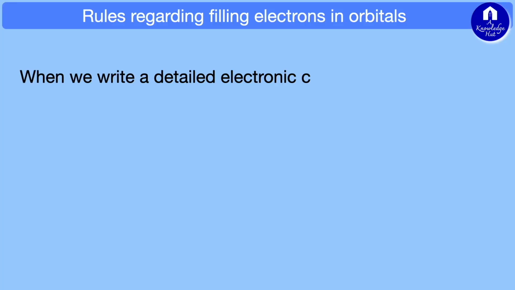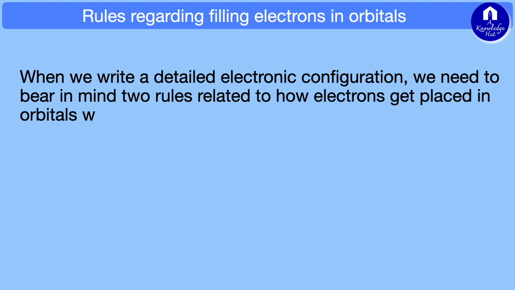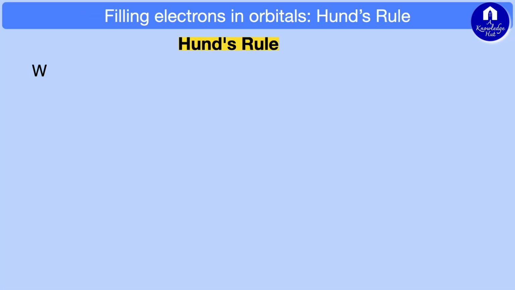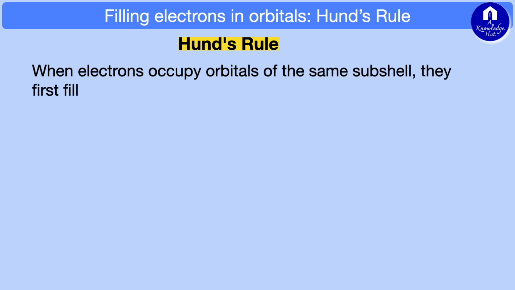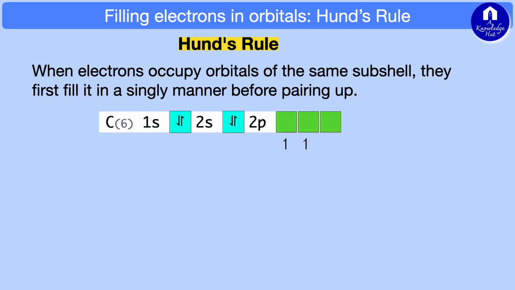When we write a detailed electronic configuration, we need to bear in mind 2 rules related to how electrons get placed in orbitals within a subshell. The first rule is called Hund's rule. It states that when electrons occupy orbitals of the same subshell, they first fill them singly before pairing up. See the example of electrons filling into a carbon atom.